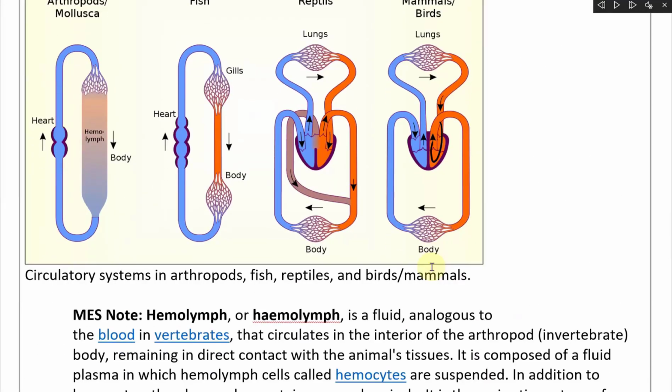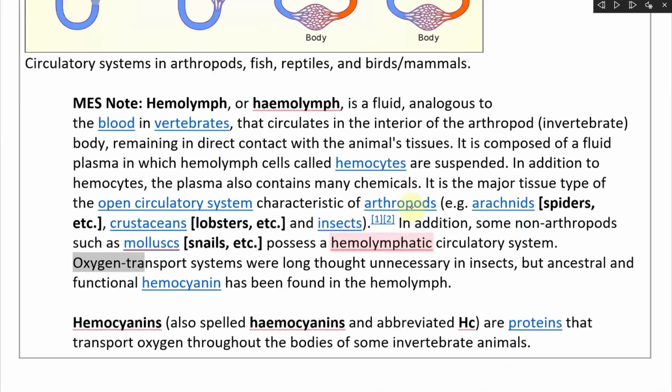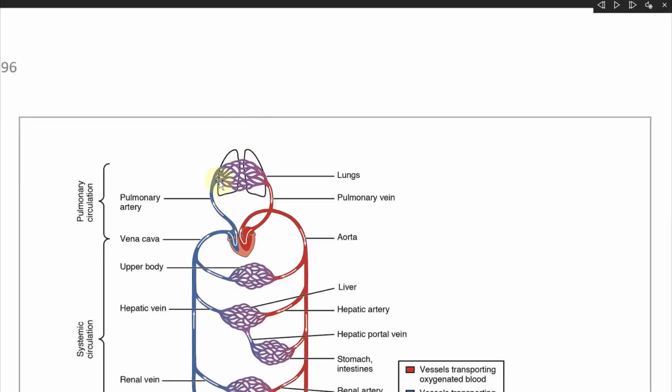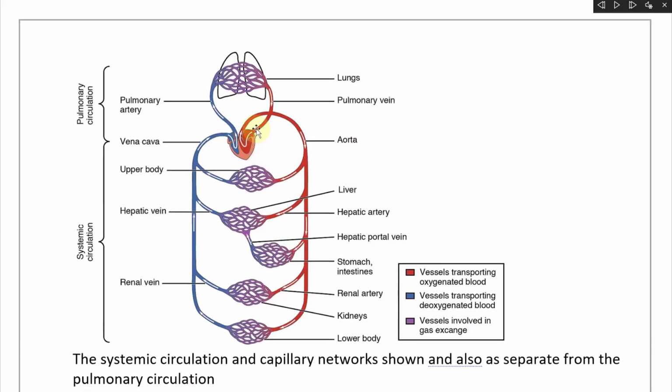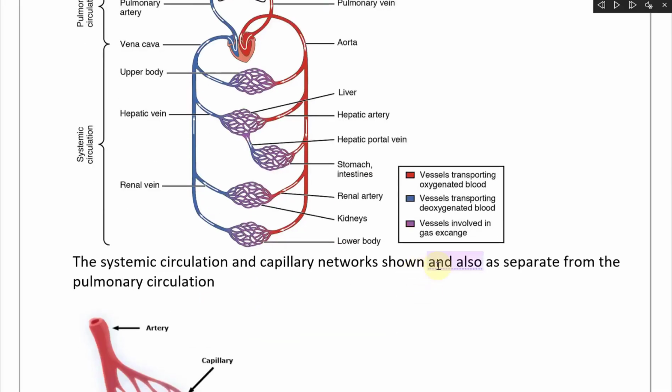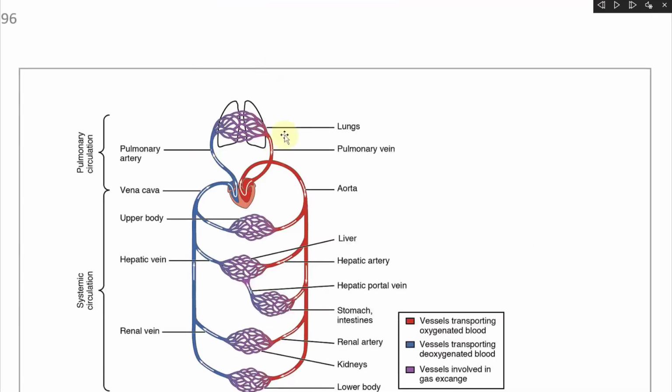So this right here is a simplified version of the circulation to the body, but it's obviously much more complicated than that. So the body is going to look something like this. There's more detail. The systemic circulation and capillary networks are shown, and also shown as separate from the pulmonary circulation. So yes, it's just separate. I'm not sure of the exact wording here. Basically the systemic and capillary networks. So you have the systemic one going to the whole body, and there's a capillary setup over there, the different capillary networks, as well as the pulmonary circulation over here to the lungs.